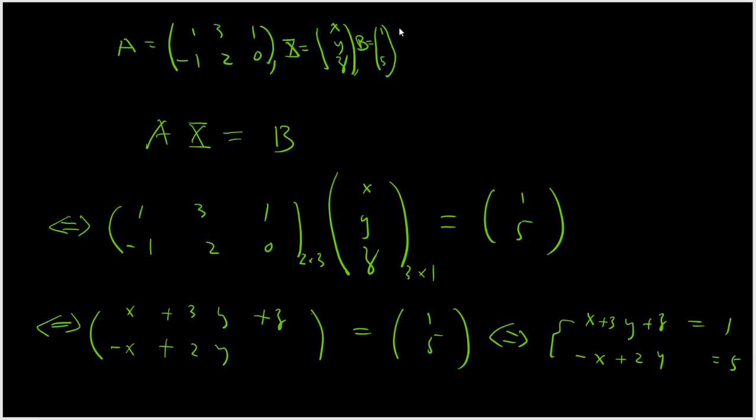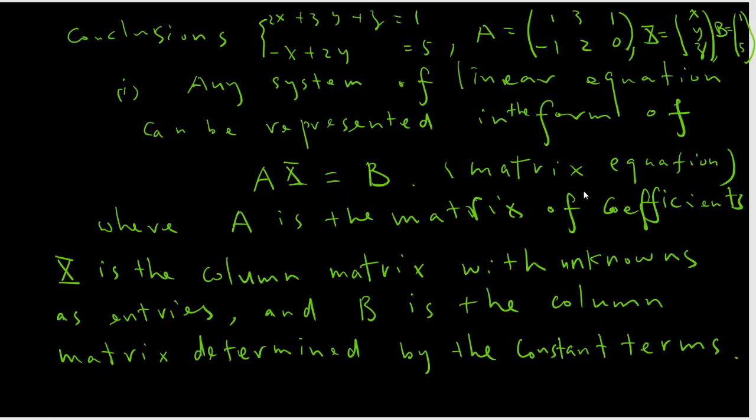Now look at this. Which means that system can be represented using an equation of three matrices, A, X, and B, right? Okay. I was trying to comment on why the first conclusion is true. Okay.